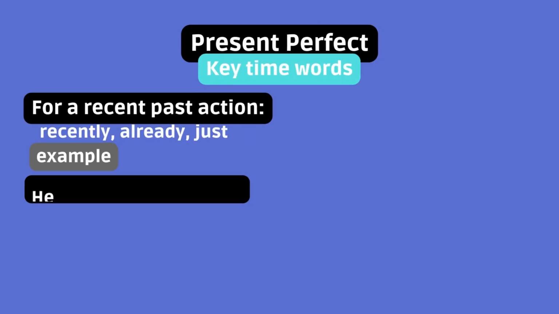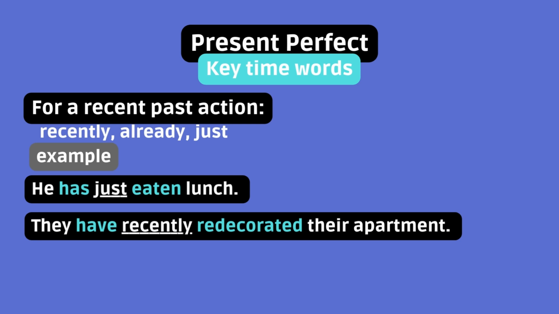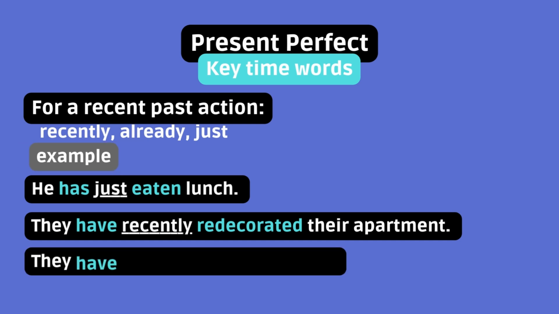Example, he has just eaten lunch. Eating is over, so he's not hungry now. Example, they have recently redecorated their apartment. Redecorating is done, so the apartment looks different now. Example, they have already seen that movie. Seeing the movie was done before, perhaps unexpectedly, so we should watch a different one now.